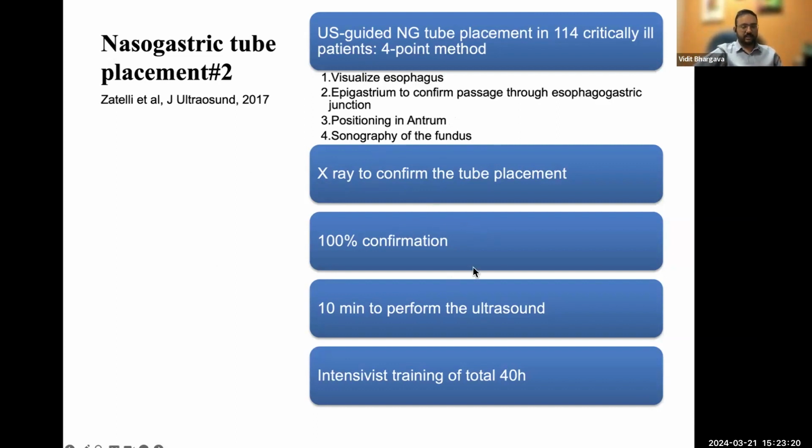In their study, in these 114 patients, they were able to confirm this in 100% of the patients. It took them about 10 minutes to perform the ultrasound and a total of 40 hours of training. In my limited experience, I found this protocol to be a lot more challenging to implement and certainly not a 100% confirmation rate, especially if there is gastric content present. If your stomach is empty, it's much easier. But with either a liquid or solid meal, it's just so much harder to do.